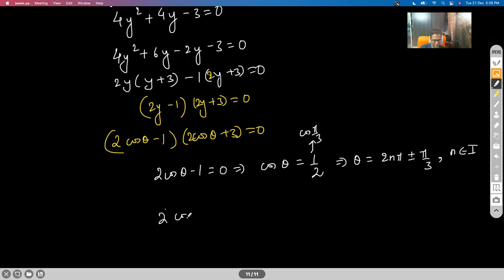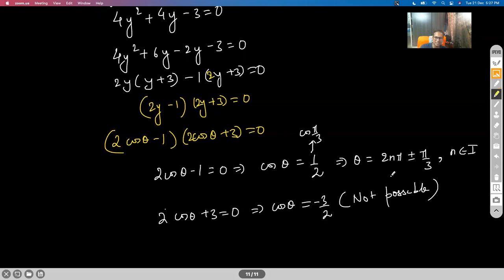And the other possibility is actually not a possibility, because cos theta is equal to minus 3, which is not possible. Cos of theta cannot be greater than 1 or lesser than minus 1. So this is ruled out. So this is the only possibility. This is the only solution possible.